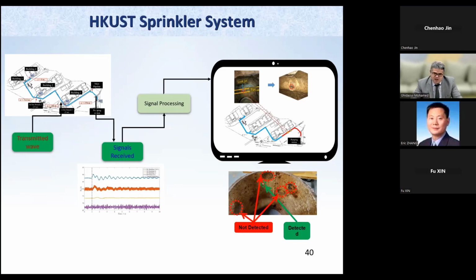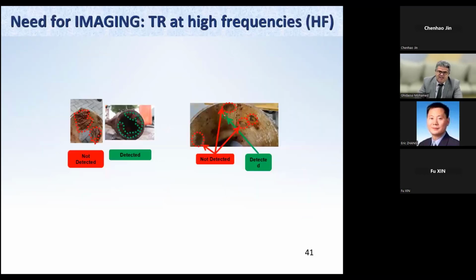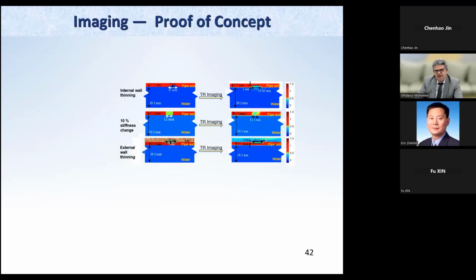So if we want to see something like this, of a few centimeters diameter, we have to send waves of the same size as that, right? And if we send waves of centimeter size, we need to send tens of kilohertz, right? So we need essentially to move to the idea of imaging. So we tried to test this initially numerically in our computers. We said, what happens if we put a wall thinning in a pipe of a couple of millimeters?